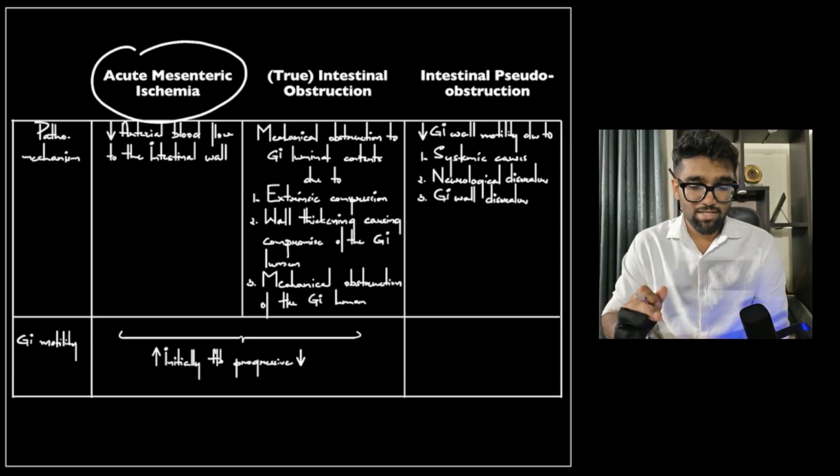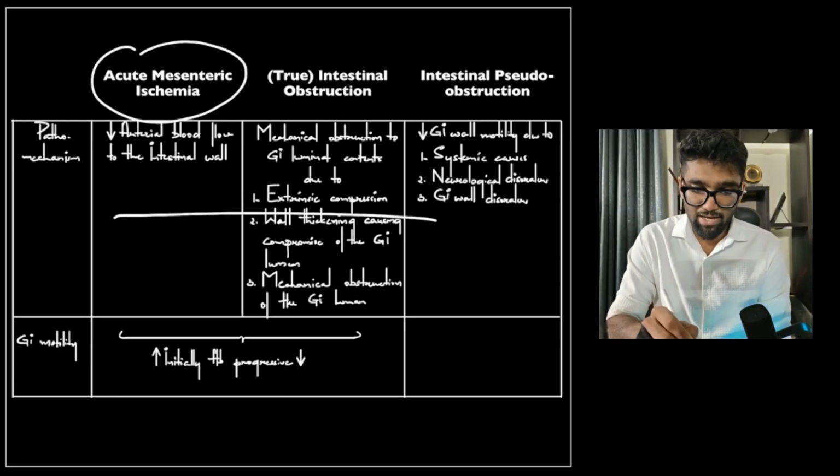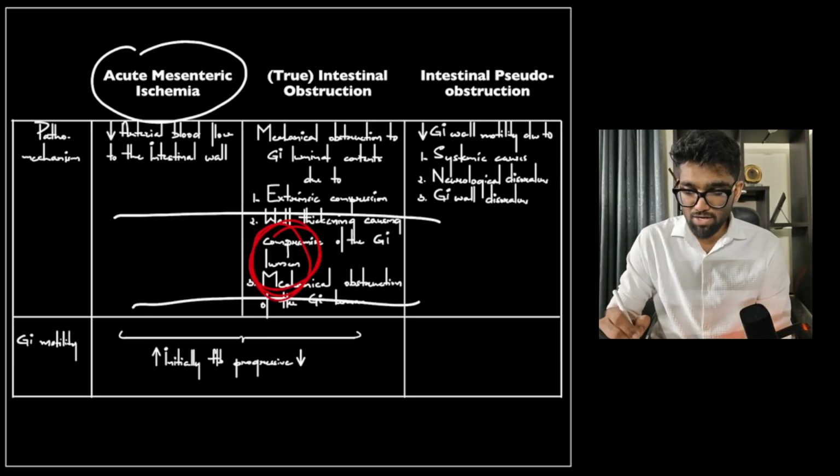Similarly, in intestinal obstruction, once, say, a mechanical obstruction has occluded the wall of the intestine, the parts of the intestine that are proximal to that occlusion, say this is proximal and this is distal.